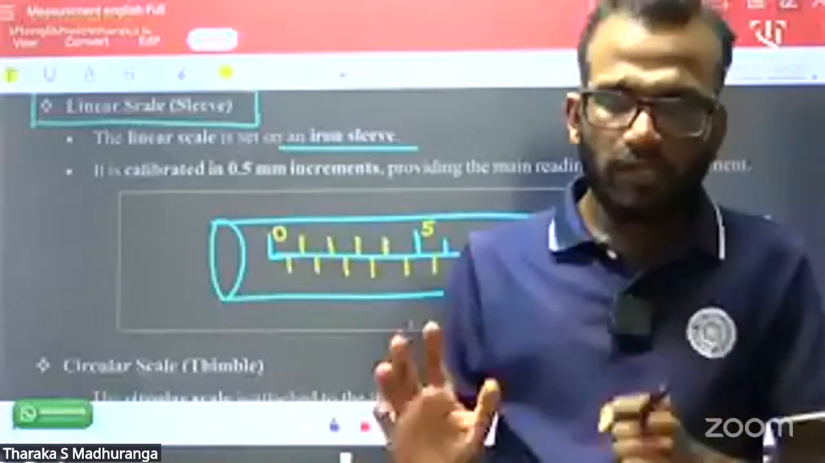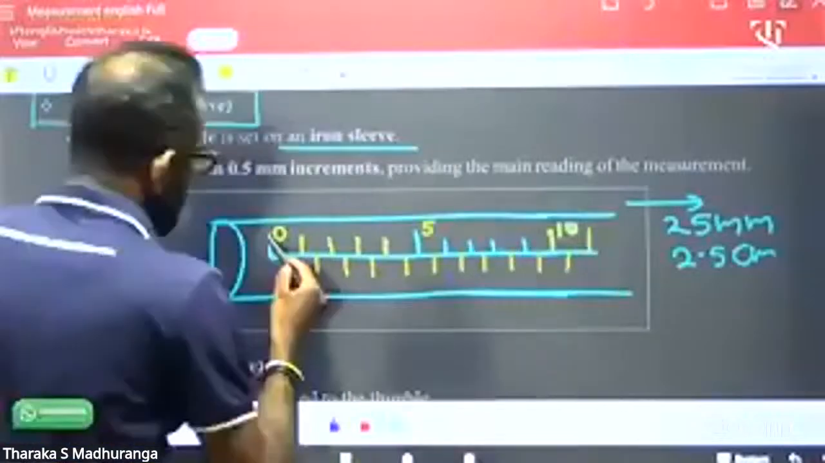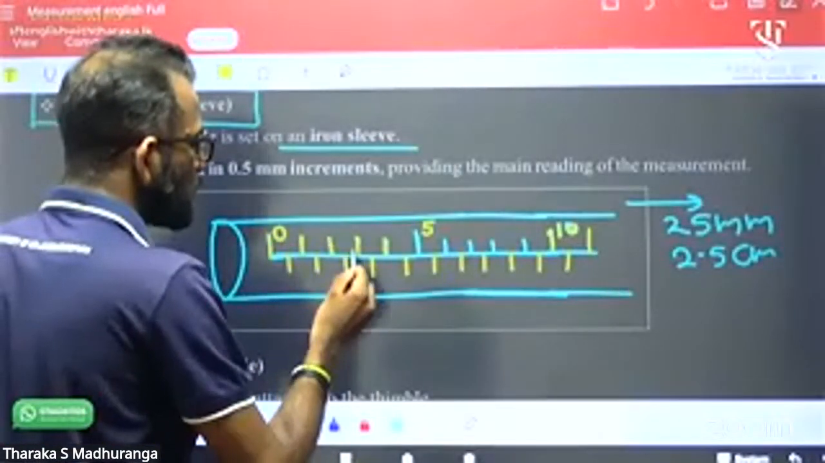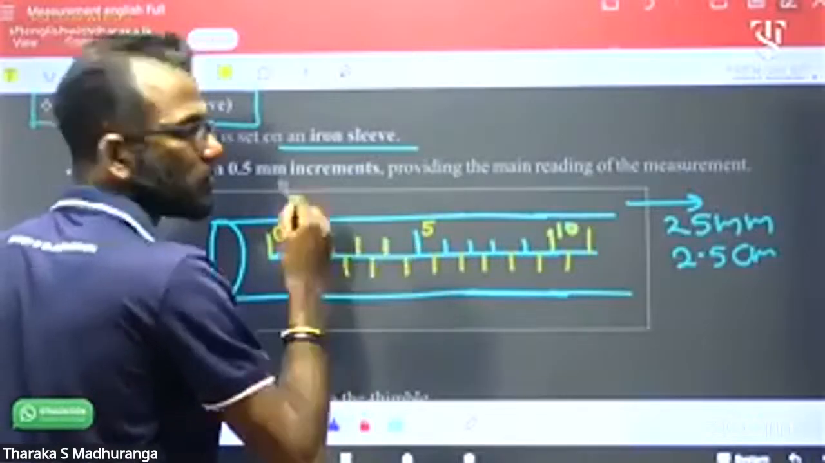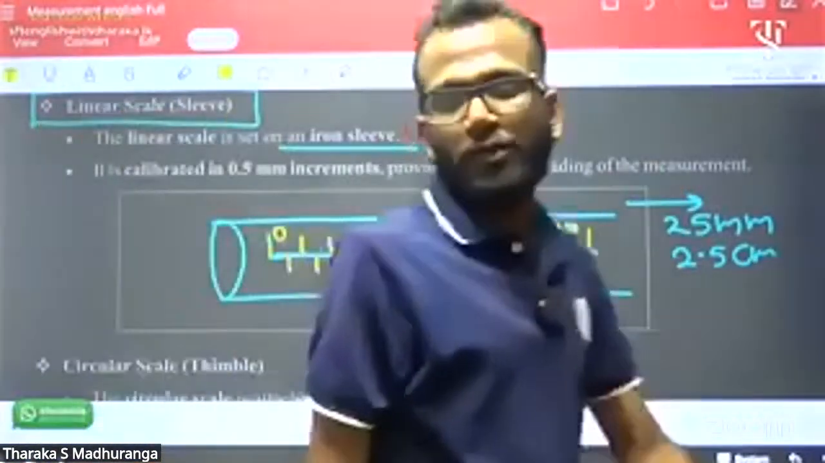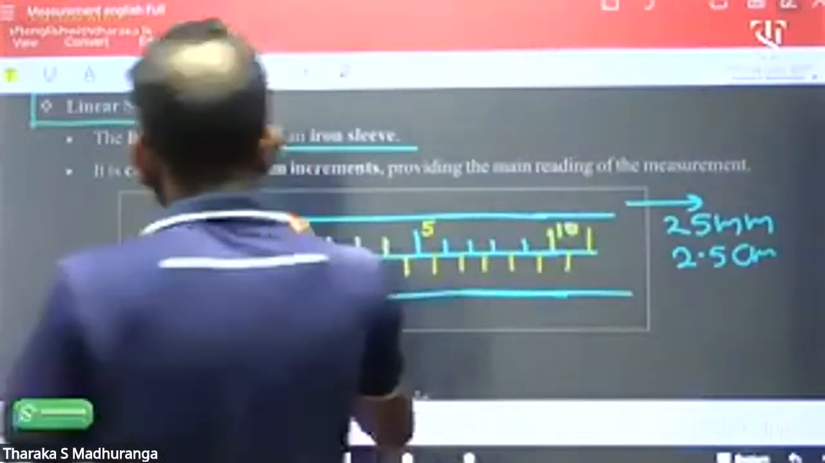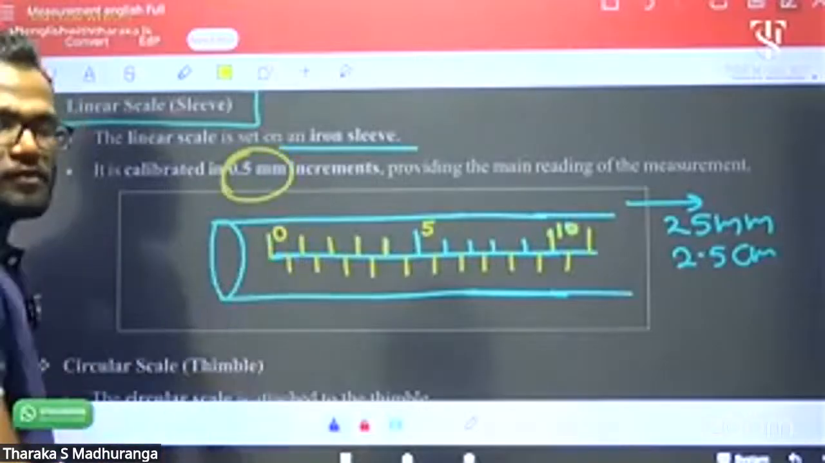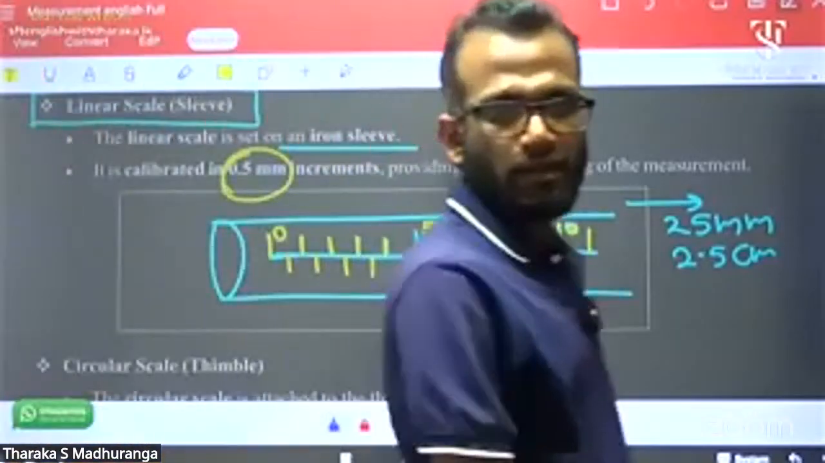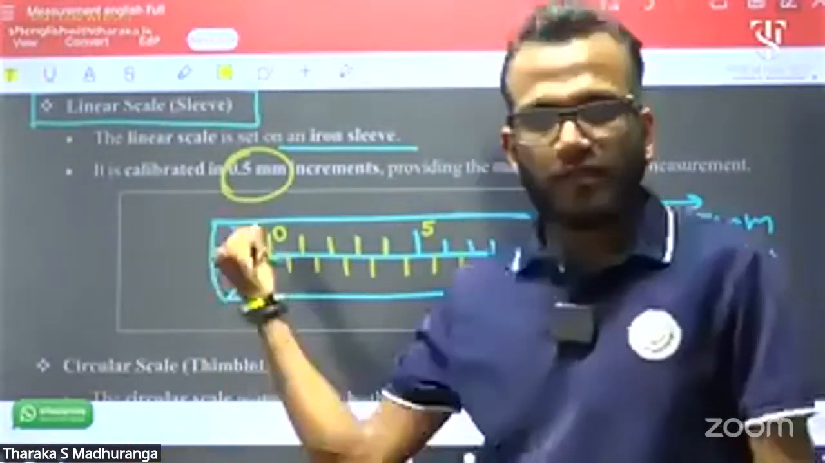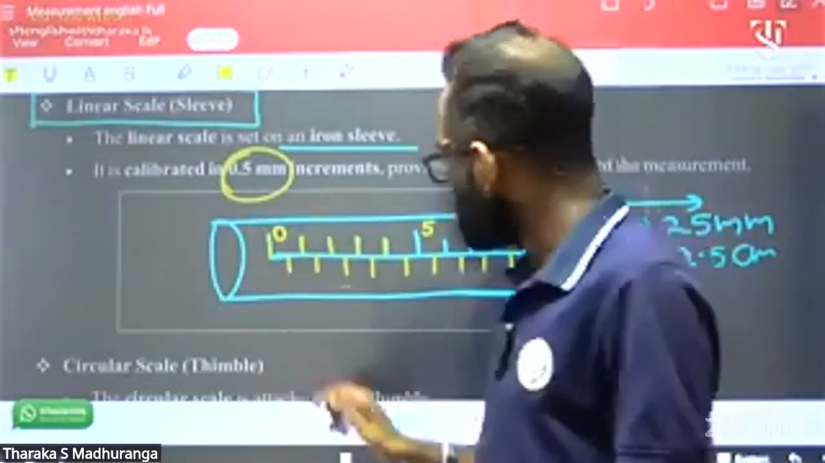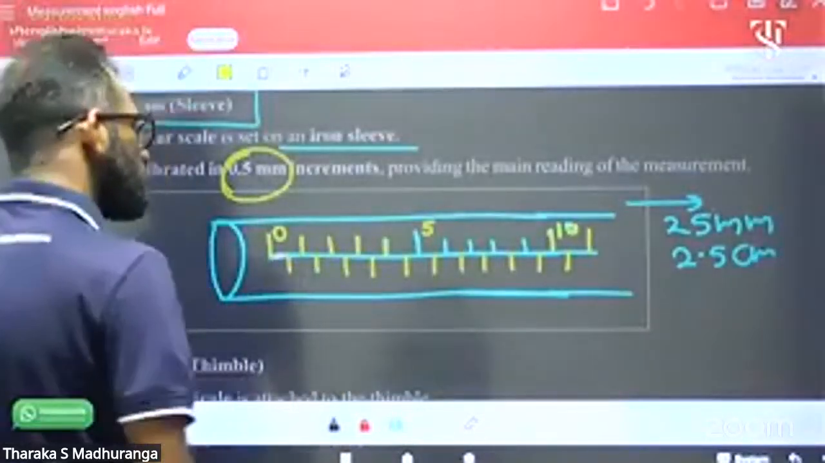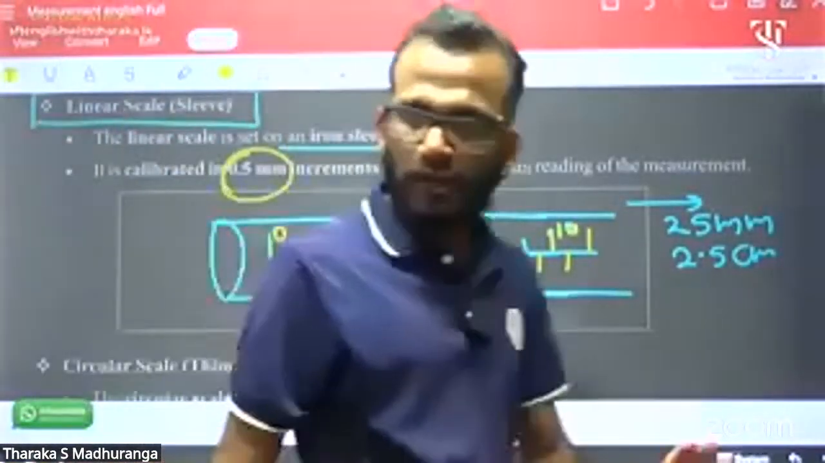I got it. Then how to read linear scale values? 0, 0.5, 1, 1.5, 2, 2.5, 3, 3.5, 4, 4.5, 5, and continue up to 25 millimeters. That's why I told you, in the linear scale the value is calibrated 0.5 millimeter. The gap between two values is 0.5. This is a gap, this gap is 0.5 millimeter. Understood?